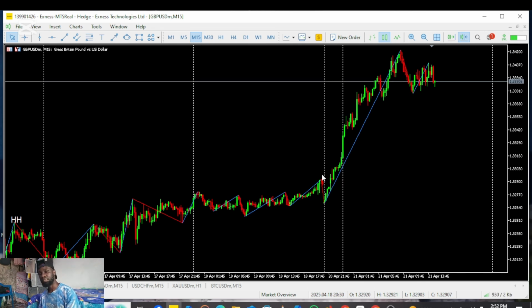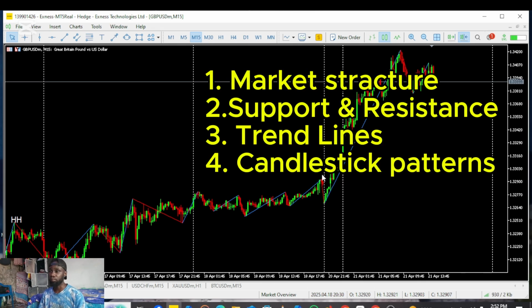In trading, the major key levels you have to keep in mind and study are: 1, the market structure. You have to know your market structure very well. 2, support and resistance. You have to know how to mark the correct support and correct resistance. 3, trend lines, how to mark your trend lines accurately. And 4, candlestick patterns. Knowing your candlestick patterns will keep you long in this market.